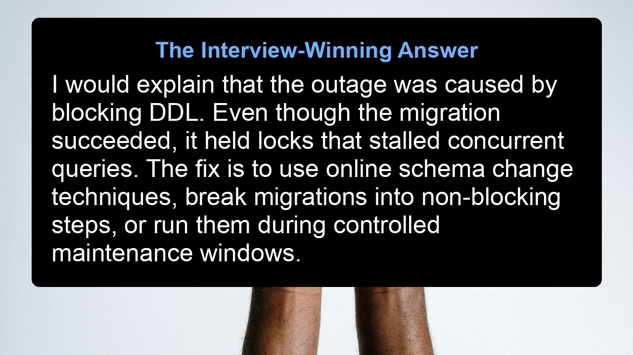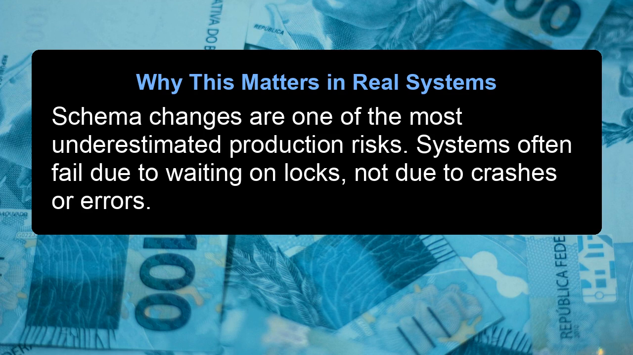The interview-winning answer. I would explain that the outage was caused by blocking DDL. Even though the migration succeeded, it held locks that stalled concurrent queries. The fix is to use online schema change techniques, break migrations into non-blocking steps, or run them during controlled maintenance windows. Why this matters in real systems.